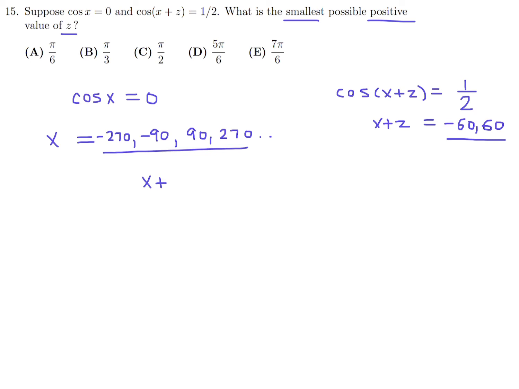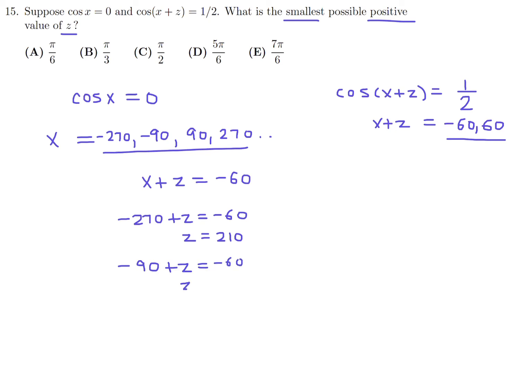We know that x plus z is equal to, first let's do negative 60, this guy right here. And then I'll do it for 60. So we have to plug in these values for x and see what we get for z. Okay, that can be done fairly quickly. So for minus 270 plus z, that will give me z is equal to 210.